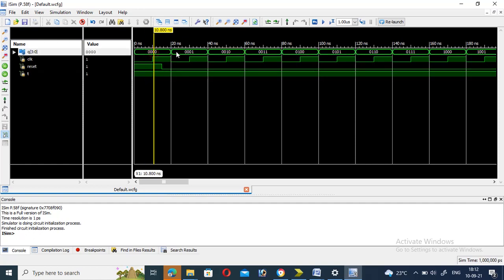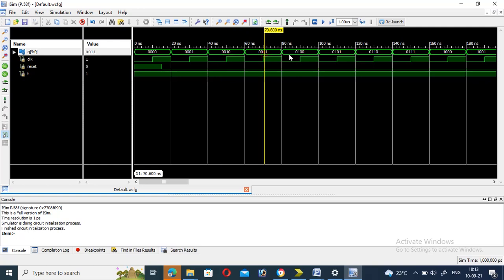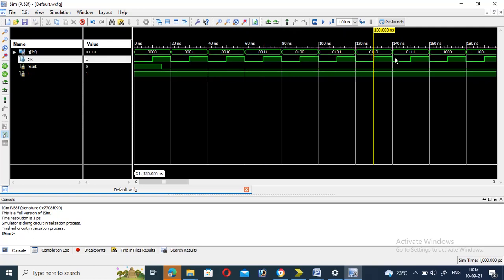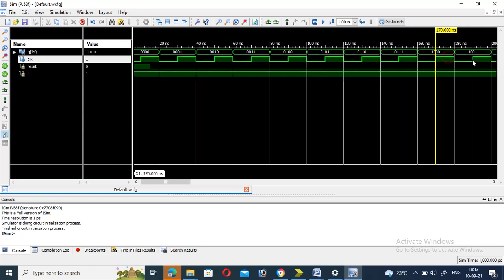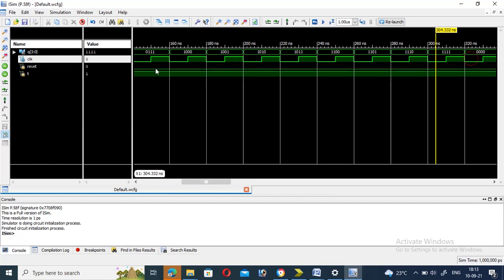So 0th state, then 1 every positive edge. Here the clock, right? So the first positive edge of the clock: 1 2 3 4 5 6 7 8, 9th state, 10th, 11th, 12th, 13th, 14th, 15. Let us see guys, these are all the states. 0 1 1 1 we say 7, then 8th state 1 0 0 0, 9 10 11 12 13 14 15. So from 0 to 15, the total number of states is equal to 16.